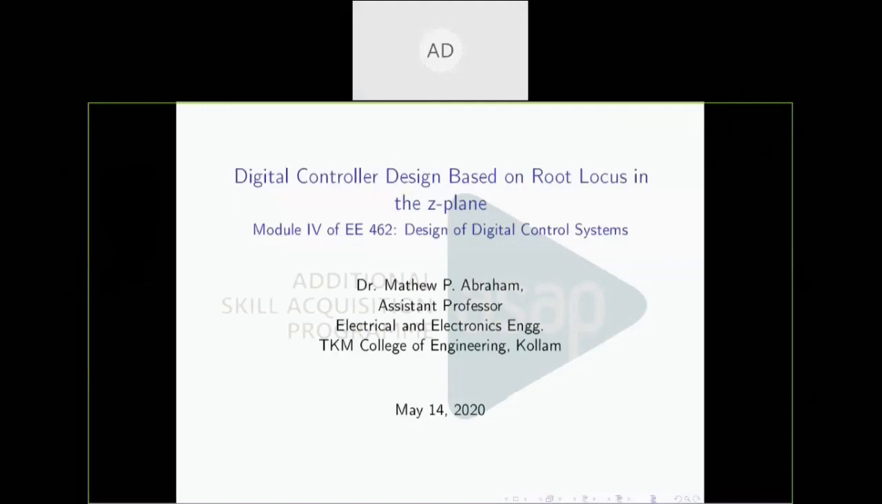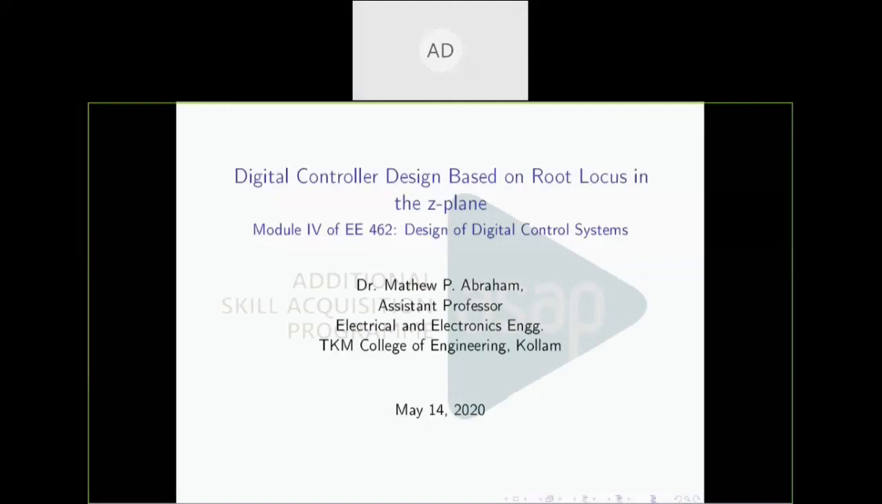Today, we are dealing with design of digital control systems, on the topic digital controller design based on root locus in the Z plane, from module 4. This is for the 8th semester electrical and electronics engineering students.